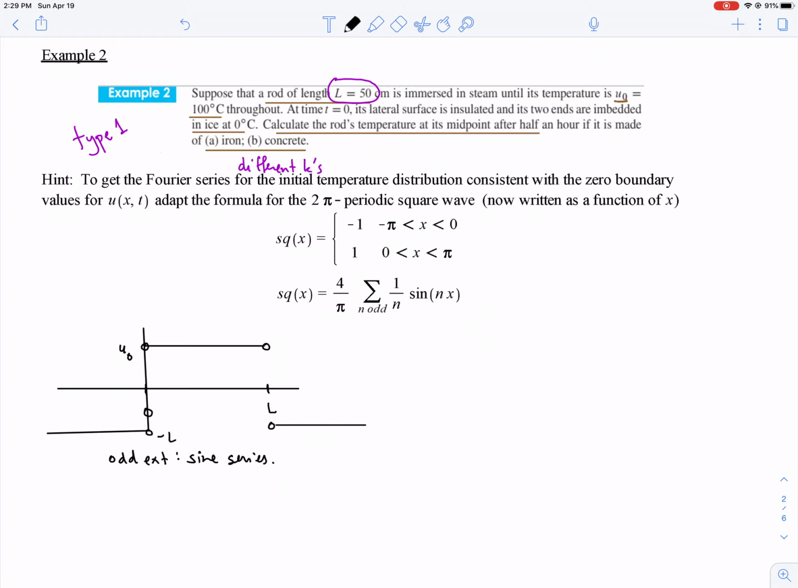Okay, well you can see this is just a rescaled square wave. So what we're going to do is use that rescaling from the square wave to get the Fourier series, the sine series, for our initial temperature distribution. So the square wave goes between 1 and -1 as its x values go between minus pi and pi.